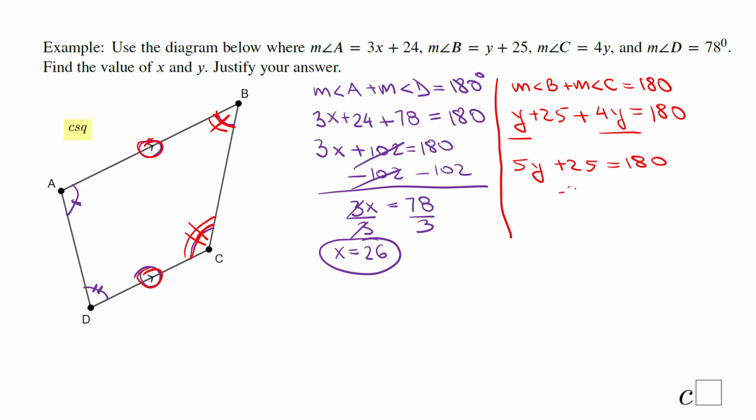I'm going to subtract 25. And we're going to have 5y equal 180 minus 25. And that will be 155. And the last step, divide by 5. And that will give us what? That will give us 31.